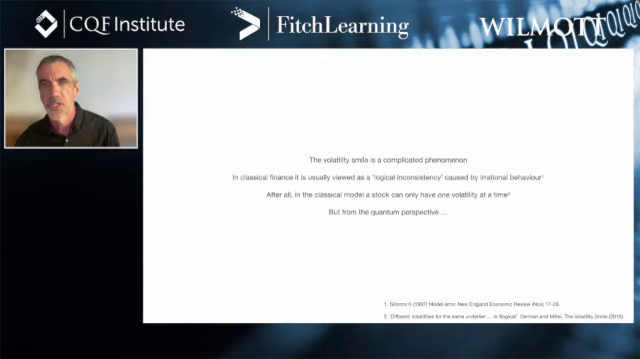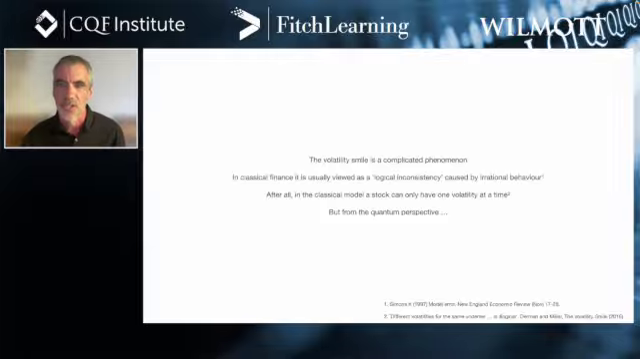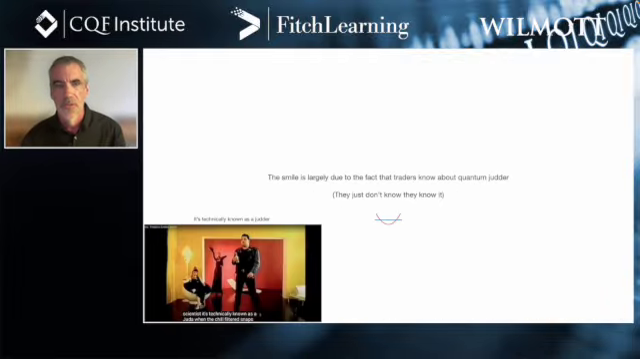Okay, so the volatility smile, it's a complicated phenomenon. In classical finance, it's usually viewed as a logical inconsistency caused by irrational behavior. After all, in the classical model, a stock can only have one volatility at a time, right? But from the quantum perspective, the smile is largely due to the fact that traders know about quantum judder. They just don't know they know it.